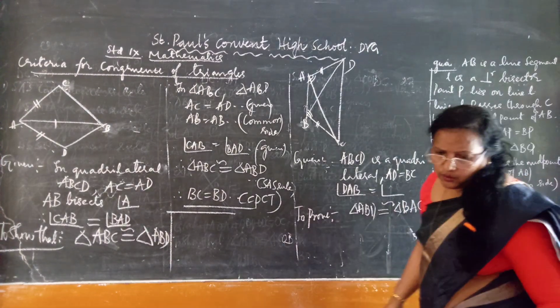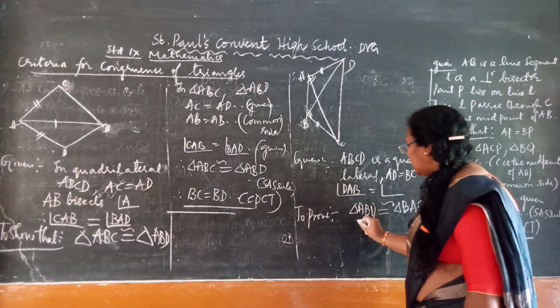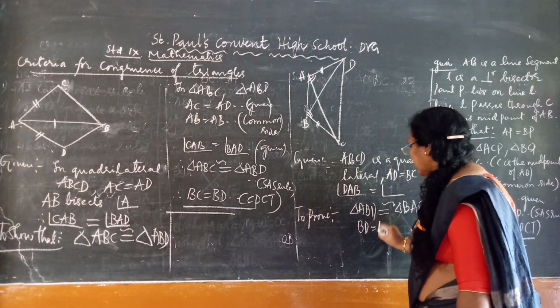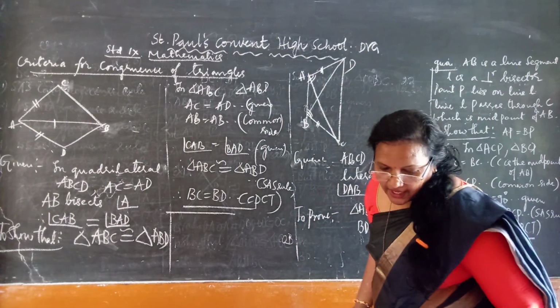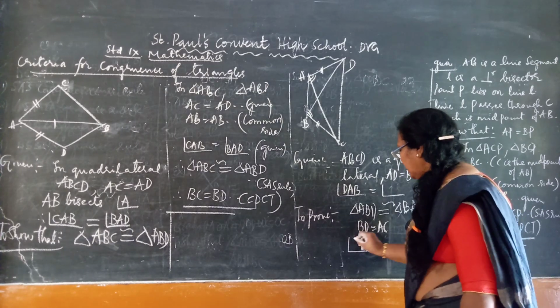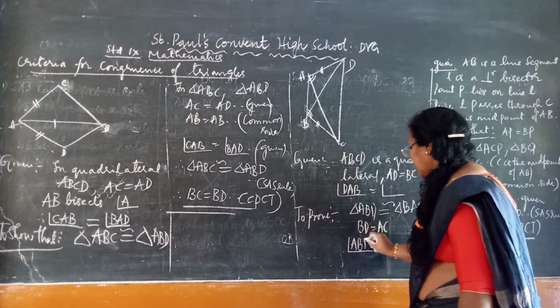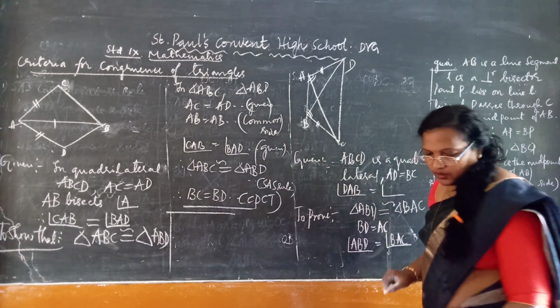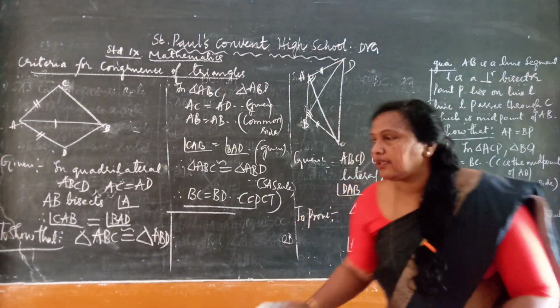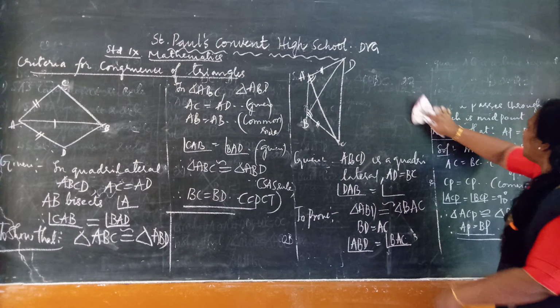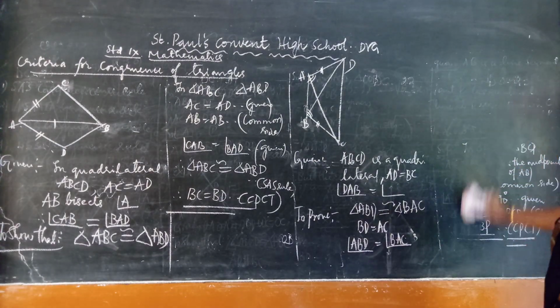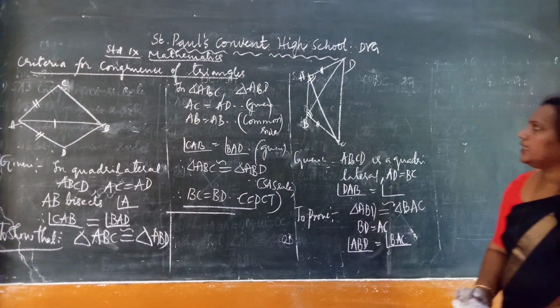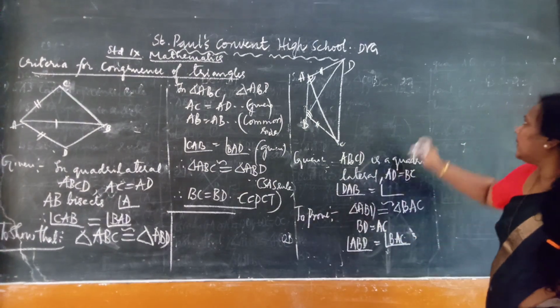Is this the only thing he has given? No. Two more he has given: BD is equal to AC. Then once again he has given angle ABD is equal to angle BAC. Got it now? Let us go to prove that. What is the first one we have to take? Which two triangles are we supposed to take? You see here, triangle ABD.